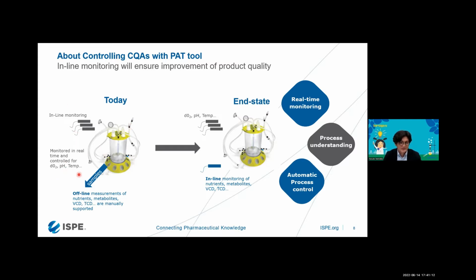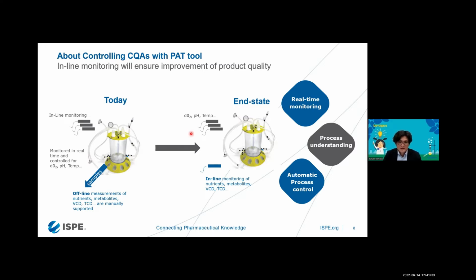pH and the temperature. On the other hand, some parameters are monitored by offline technology, such as the VCD, TCD, and the kind of metabolite, and also the titer. Such parameters are monitored by offline technology with the manual sampling technique.